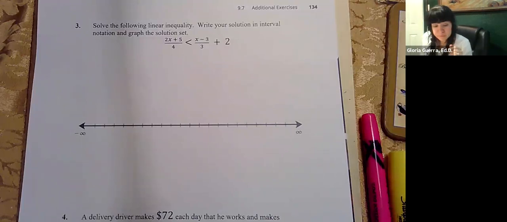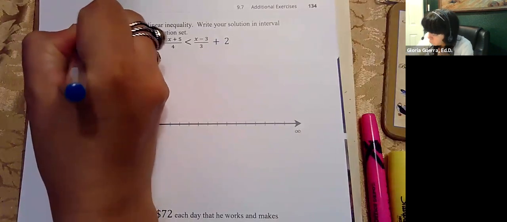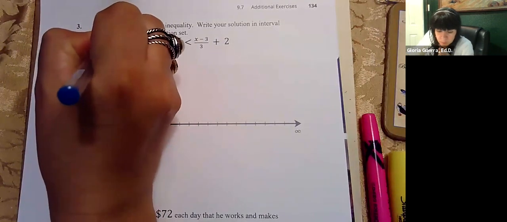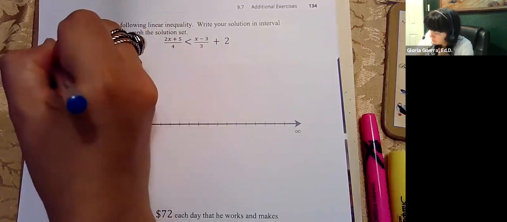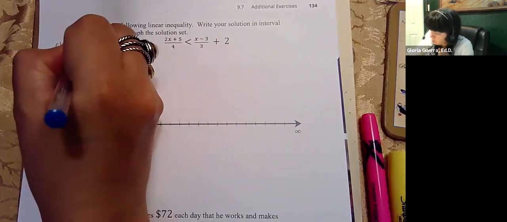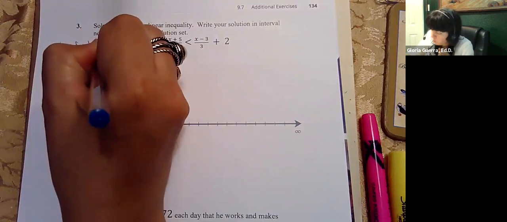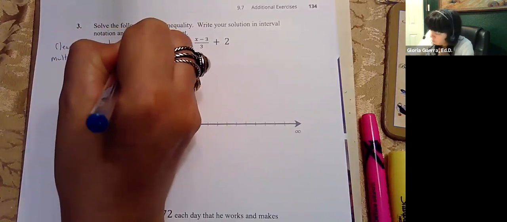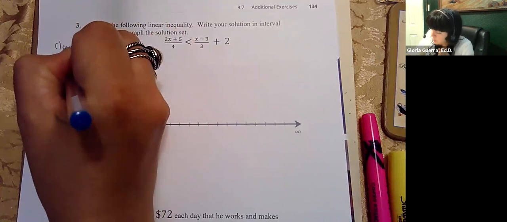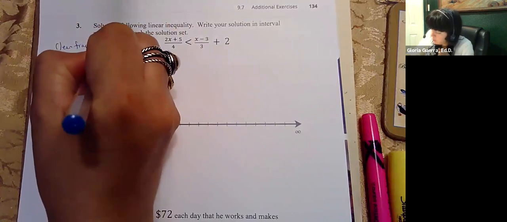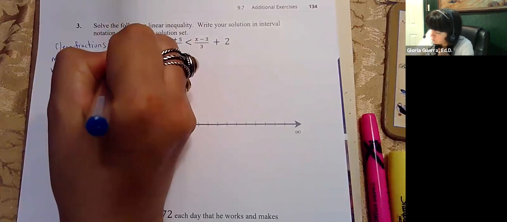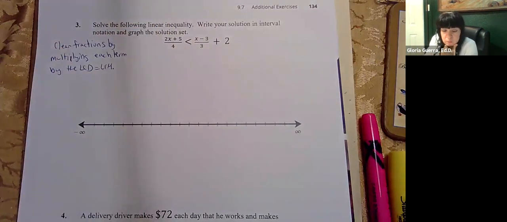Okay, so what you want to do first is, because you have all those messy fractions, clear your fractions. And the way you can do that is by multiplying each term by the LCD, which should also be the LCM.